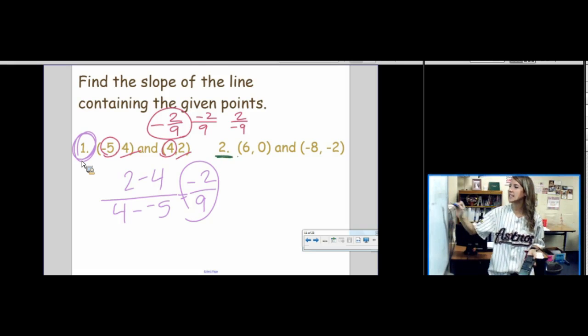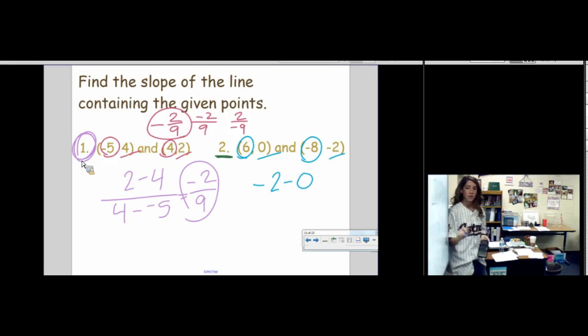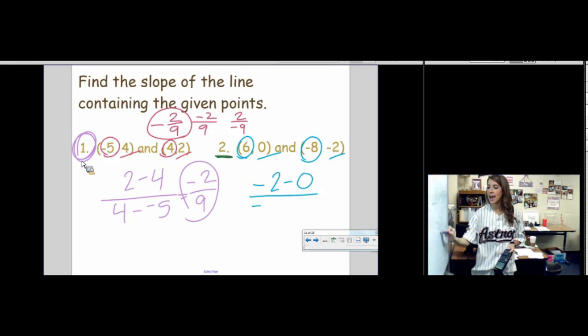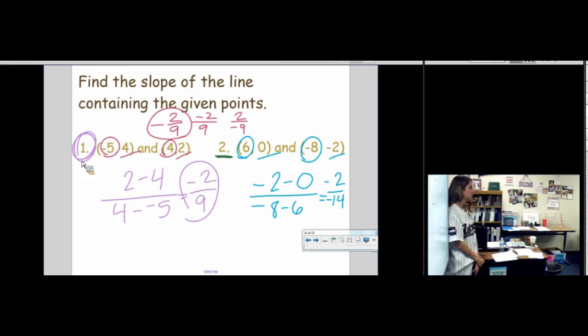Circle your x's and underline your y's. Y minus y over x minus x. Let's talk about this. -2 minus 0. That's -2. -8 minus 6. That is negative. Oh my goodness, y'all were wrong.